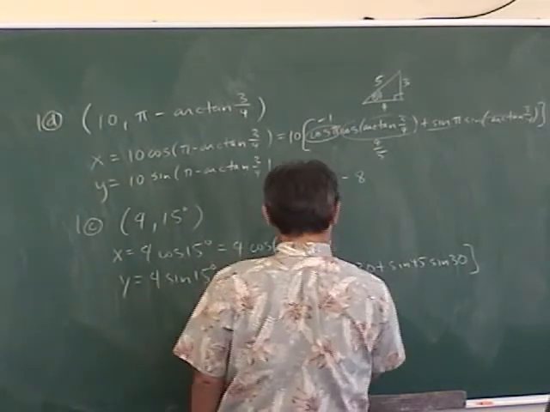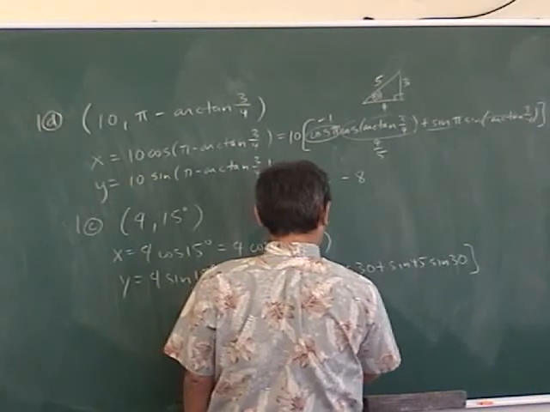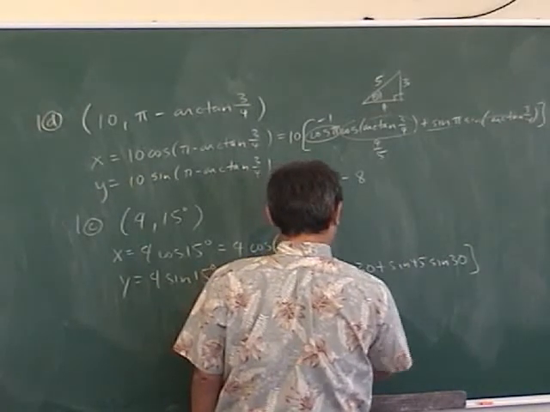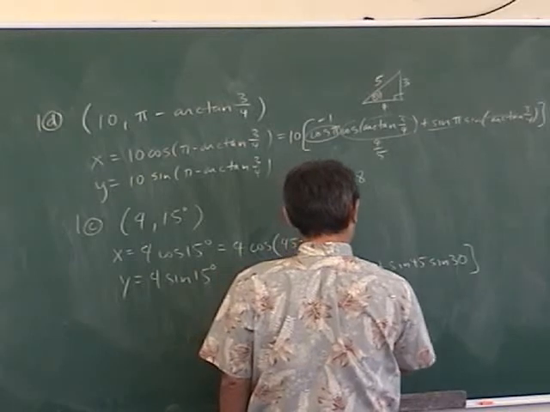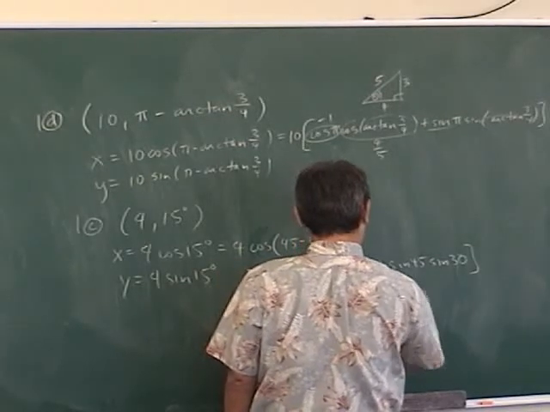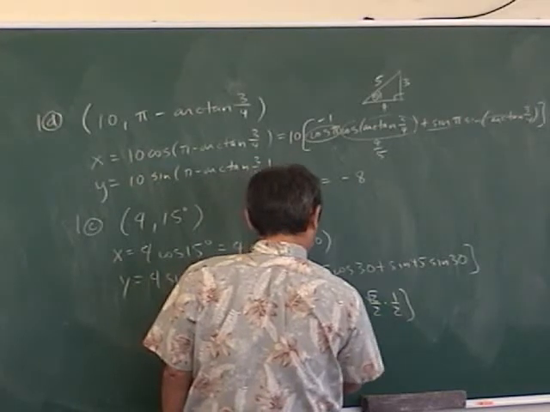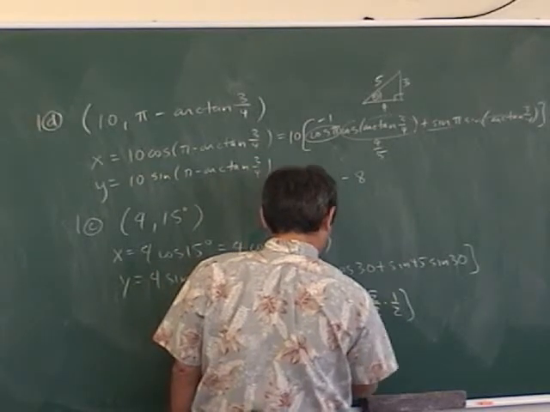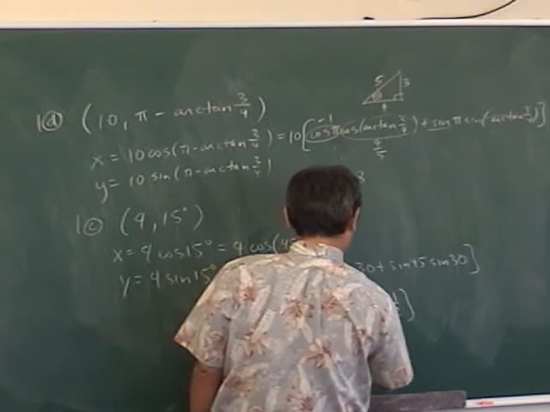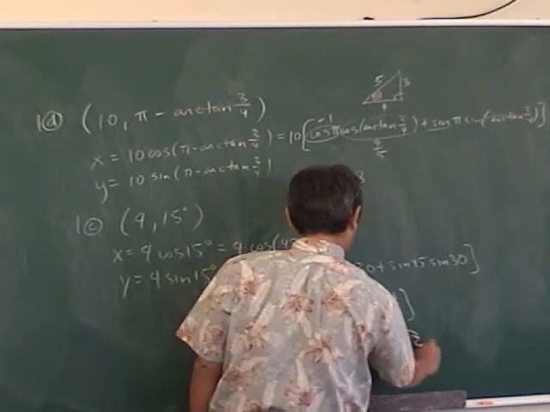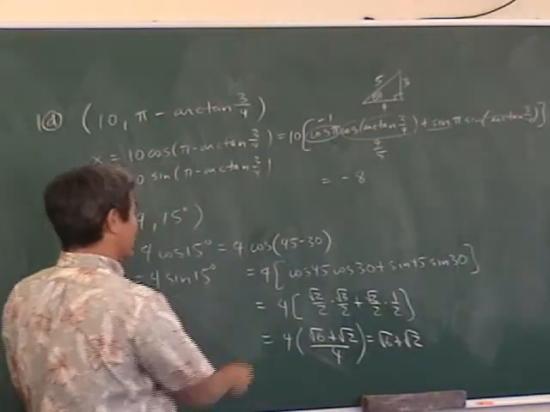Cosine of 45 is root 2 over 2. Cosine of 30 is root 3 over 2. Sine of 45 degrees is root 2 over 2. Sine of 30 degrees is 1/2. And so you have root 6 plus root 2 over 4, like I told you. So that's if you use a sum or difference identity.